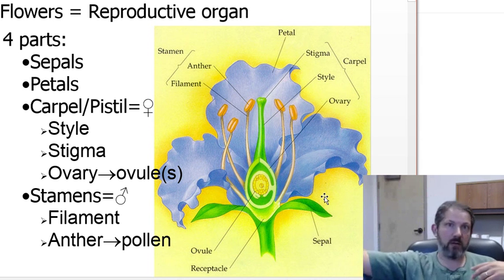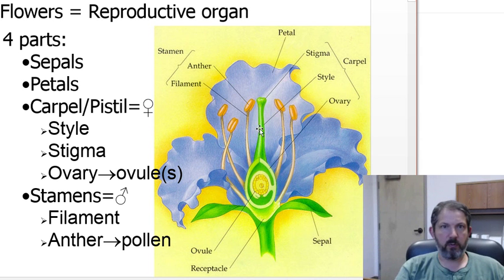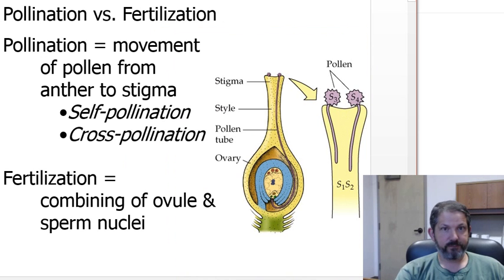You might have flowers all over the place, and each flower has both male and female parts. If they're not moving much, they're sure thinking about sex a lot. That's what it looks like with these plants. Okay.